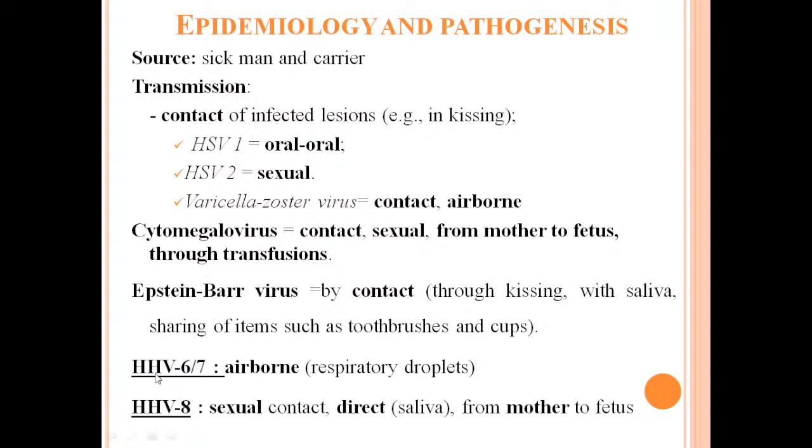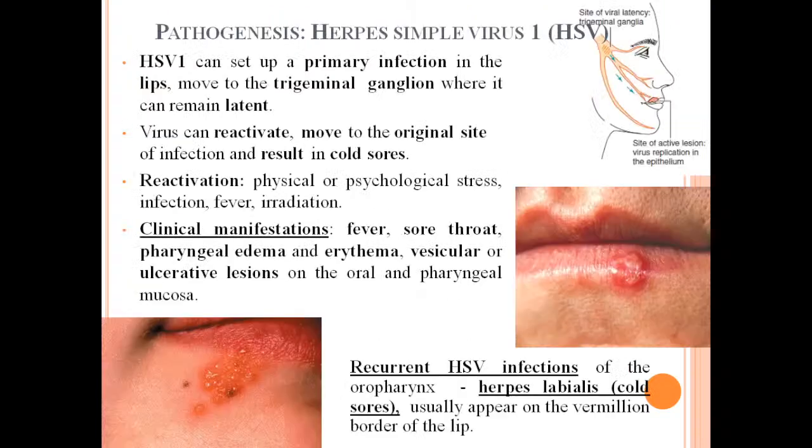Human herpes virus type 6 and 7 is transmitted through airborne transmission via respiratory droplets. I remind you it causes roseola. And human herpes virus type 8 that cause Kaposi sarcoma is transmitted through sexual contact, direct contact through saliva, or from mother to fetus.